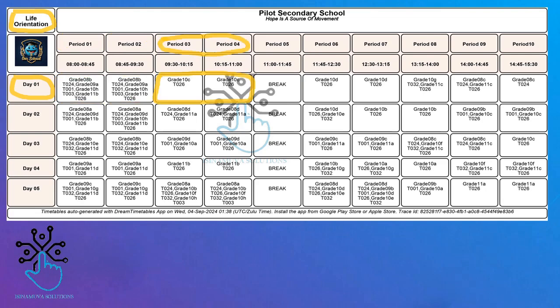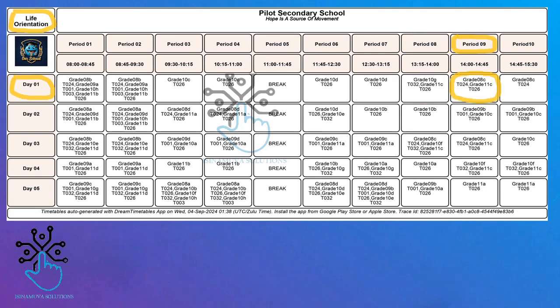In periods 3 and 4, the life orientation subject is again taught to grade 10C students by teacher T026. There's a school break in period 5, then in periods 6 and 7, life orientation is again taught to grade 10D students by teacher T026. In period 8, life orientation is taught to grade 10G students by teacher T032 and to grade 11C students by teacher T026.